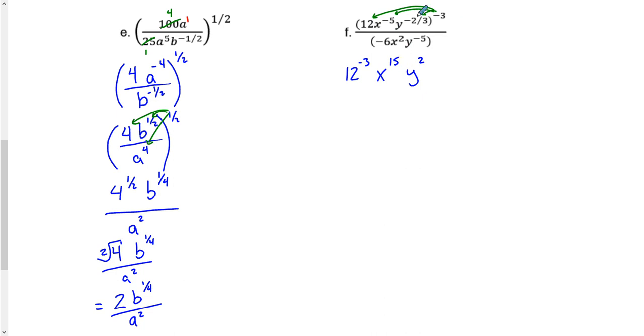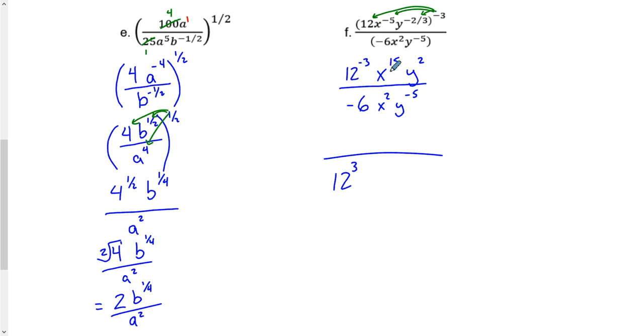-5 times -3 is 15. -2/3 multiplied by -3 is +2. I'd be left with that -6 x squared y to the power of -5. That's in the denominator. My next step is to see, okay, I have this 12 to the power of -3 in my numerator. Well, a negative exponent means it should be written as its reciprocal. If it's in the numerator here, it should go to the denominator here. I can take my x to the power of 15. So I'm just going left, top, bottom, left to right.